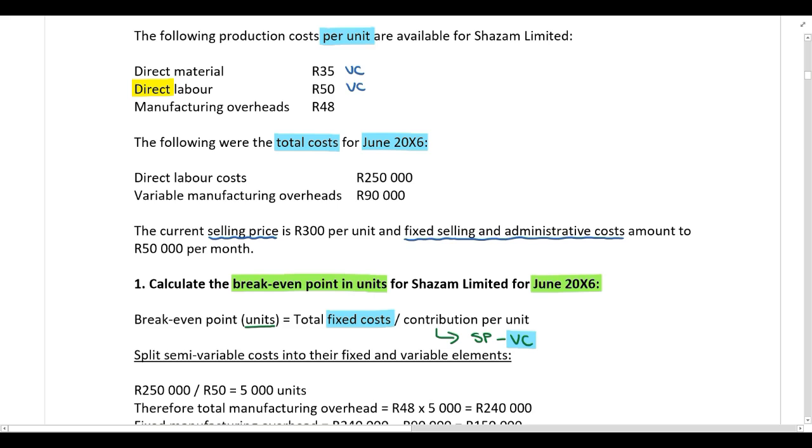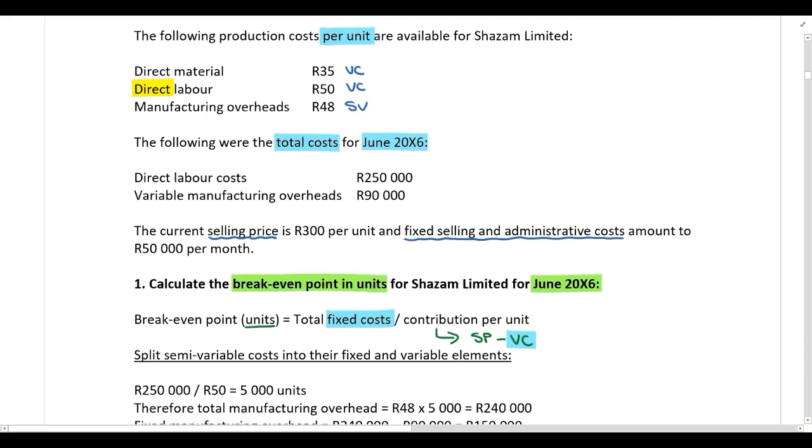Then we have manufacturing overheads. Now be careful. Manufacturing overheads is going to include all of the manufacturing overheads relating to Shazam Limited. It will include both your variable manufacturing overheads and also fixed manufacturing overheads. So unless you are specifically told it's a fixed manufacturing overhead or a variable manufacturing overhead, you need to assume that this cost is semi-variable. In other words, it includes a fixed portion and a variable portion.